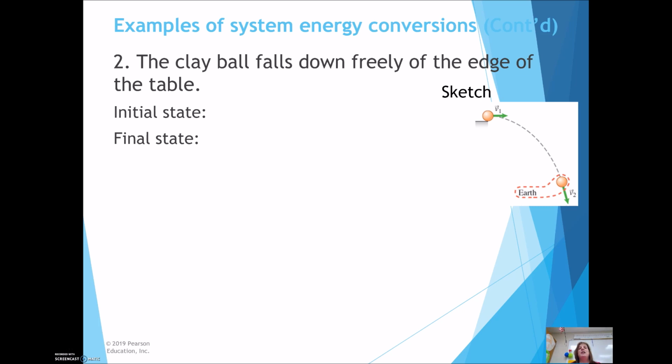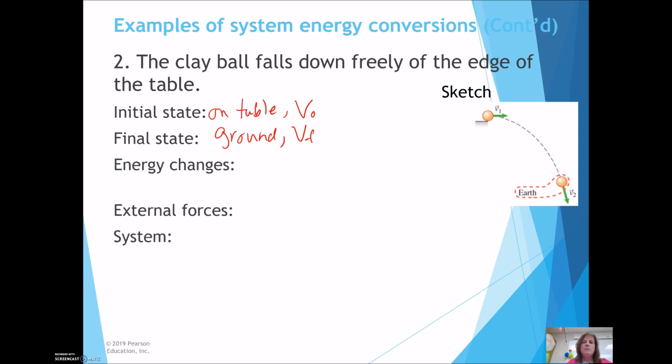So there's the ball. Its initial state is when it's on the table, moving with a velocity of v. The final state is it hits the ground, where it's moving with some final velocity. It hits the ground with velocity, then it comes to a stop. But we are just talking about it falling down.